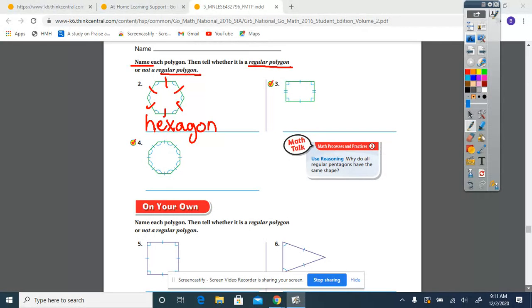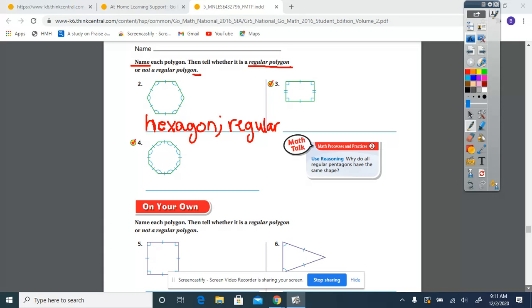Now we have to look and see, does that polygon have sides that are all the same measurement? All the sides are the same, all the angles are the same, so yes, this is a regular polygon. You can just write the word regular, that's fine. Okay, let's look at number 3.